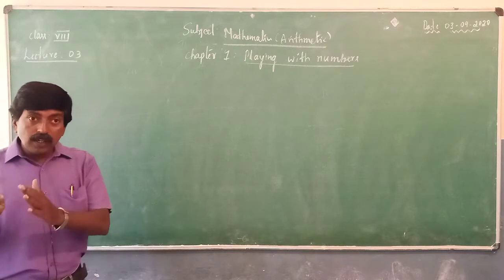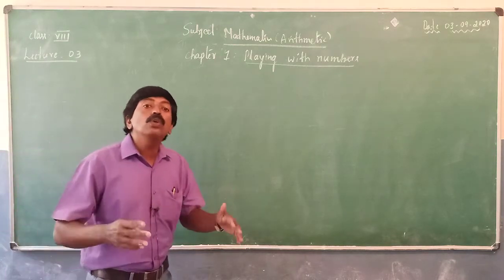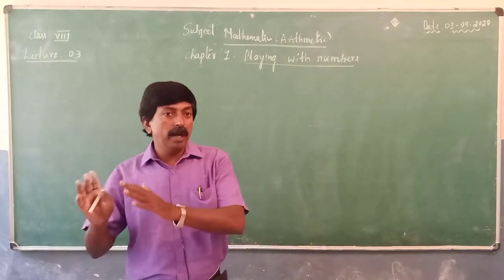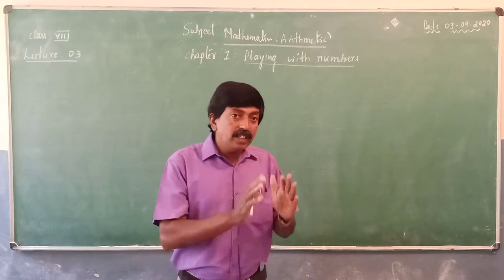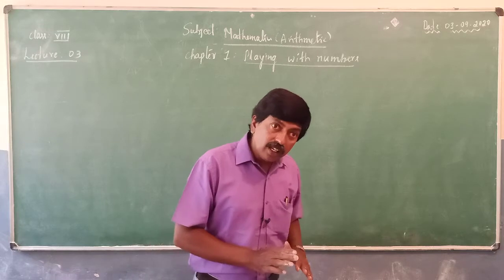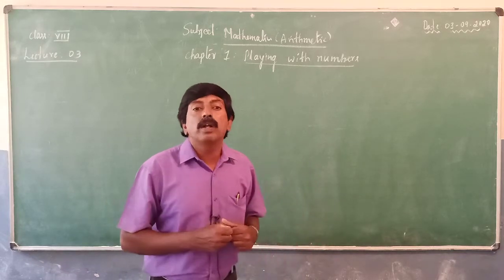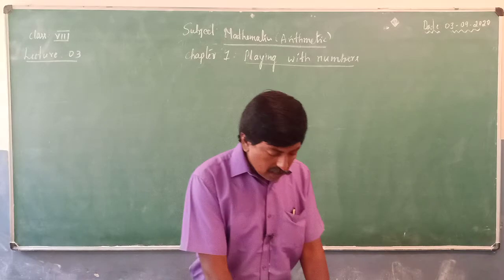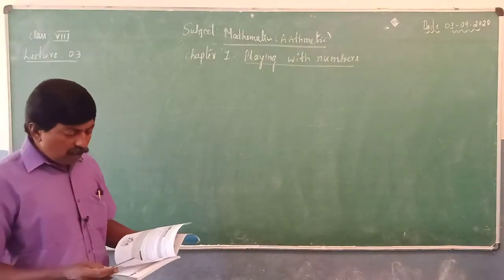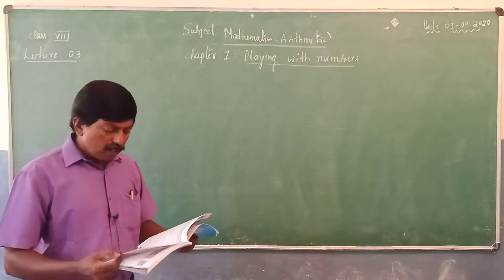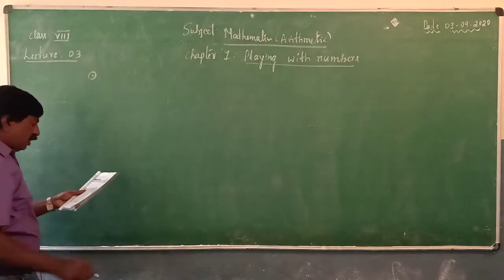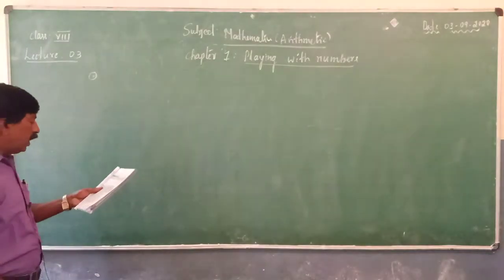But divisibility of 9 will differ. What we have to do? We have to add the digits in the numeral. If that sum is divisible by 9, then the given number is divisible by 9. In that class, we discussed a few problems. I will continue the same problems with different numbers. First example related to divisibility of 9.